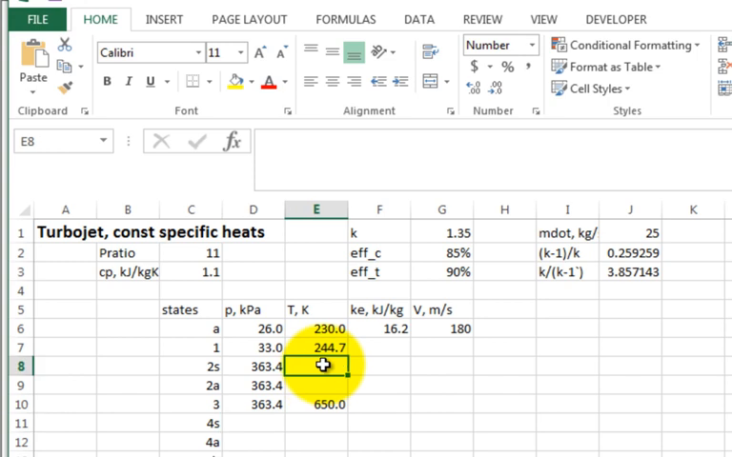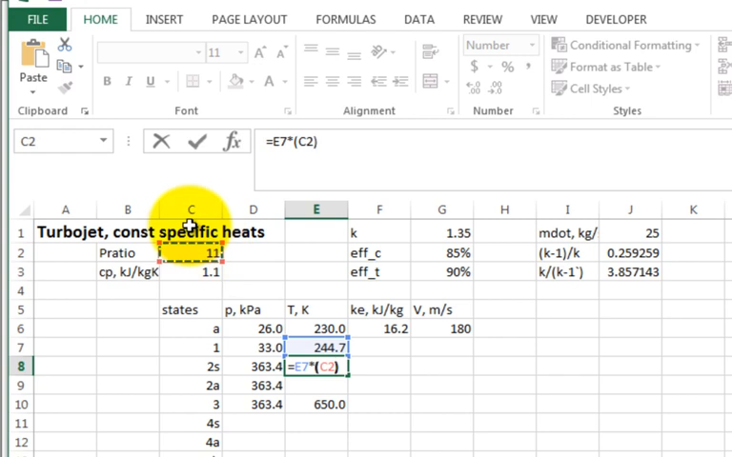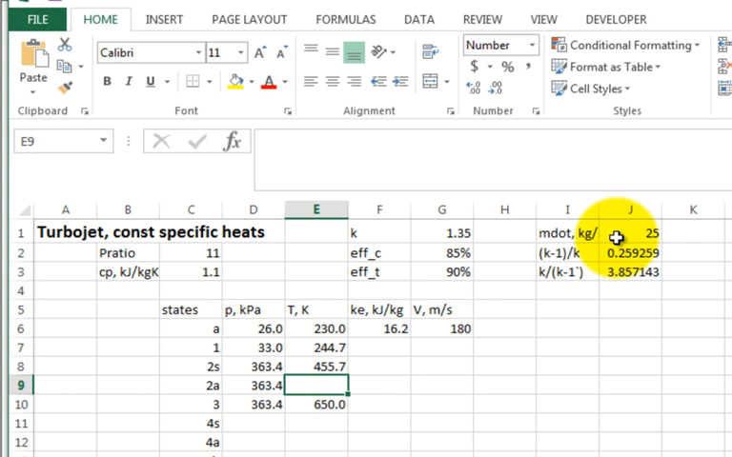Okay. If it was isentropic compression, what is my temperature after the compressor? Wouldn't it be the inlet times the pressure ratio raised to the K minus 1 over K? Yep. So there it is. That's our temperature if it would have been isentropic.